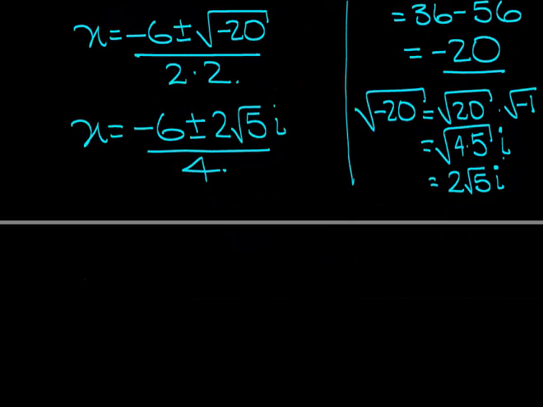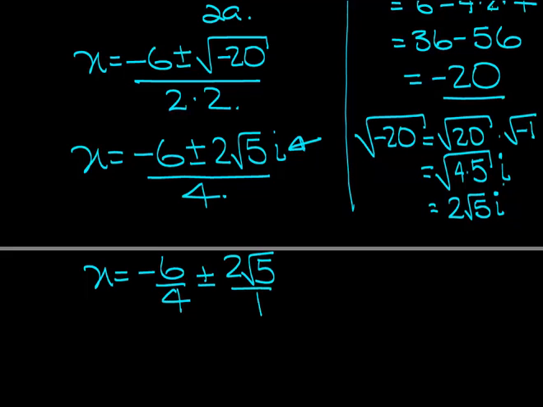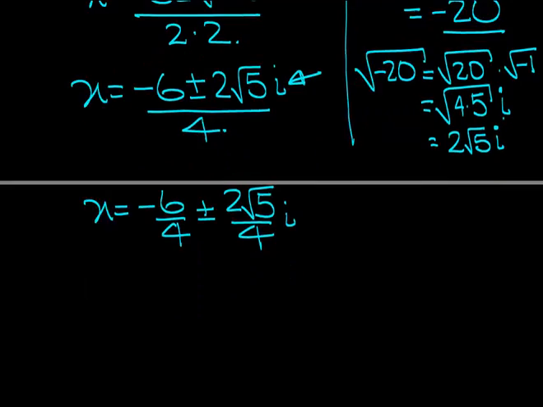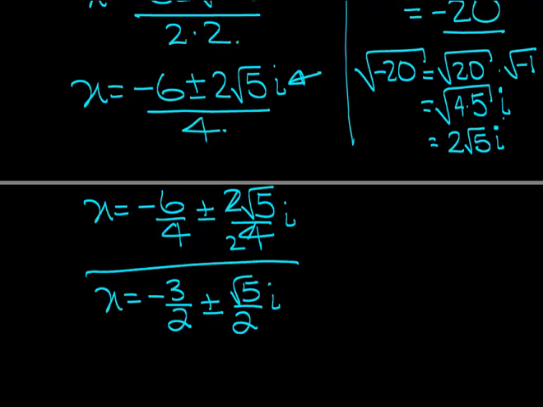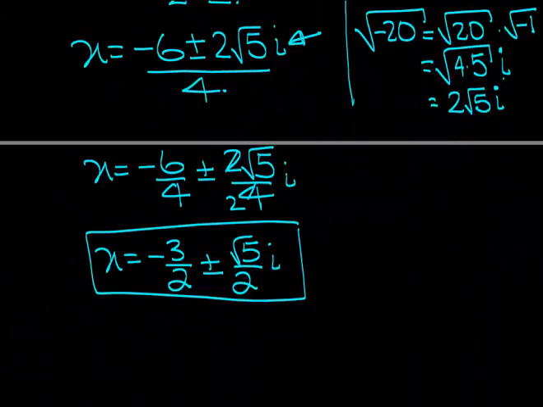And at this stage you might be happy to be done, but you're not. Remember, we have complex solutions, so we have to separate the real and the imaginary part. So you get negative 6 over 4 plus or minus 2 square root of 5 over 4 i. And then we can reduce also. Don't forget to reduce. Negative 3 over 2 plus or minus, this cancels, becomes a 2, so it gets square root of 5 over 2 i. And there's your answer. That's exactly the same answer we had here. You can see that right there.